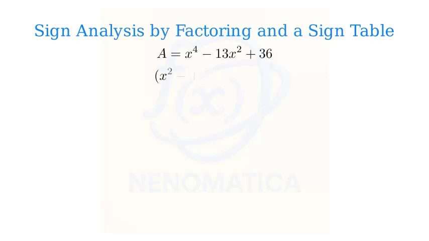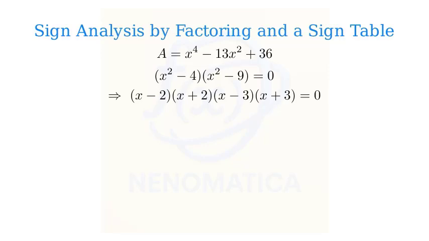Now we factor it into two quadratics. (x squared minus 4)(x squared minus 9) equals 0. Next we apply the difference of squares to each quadratic. That gives (x minus 2)(x plus 2)(x minus 3)(x plus 3) equals 0.